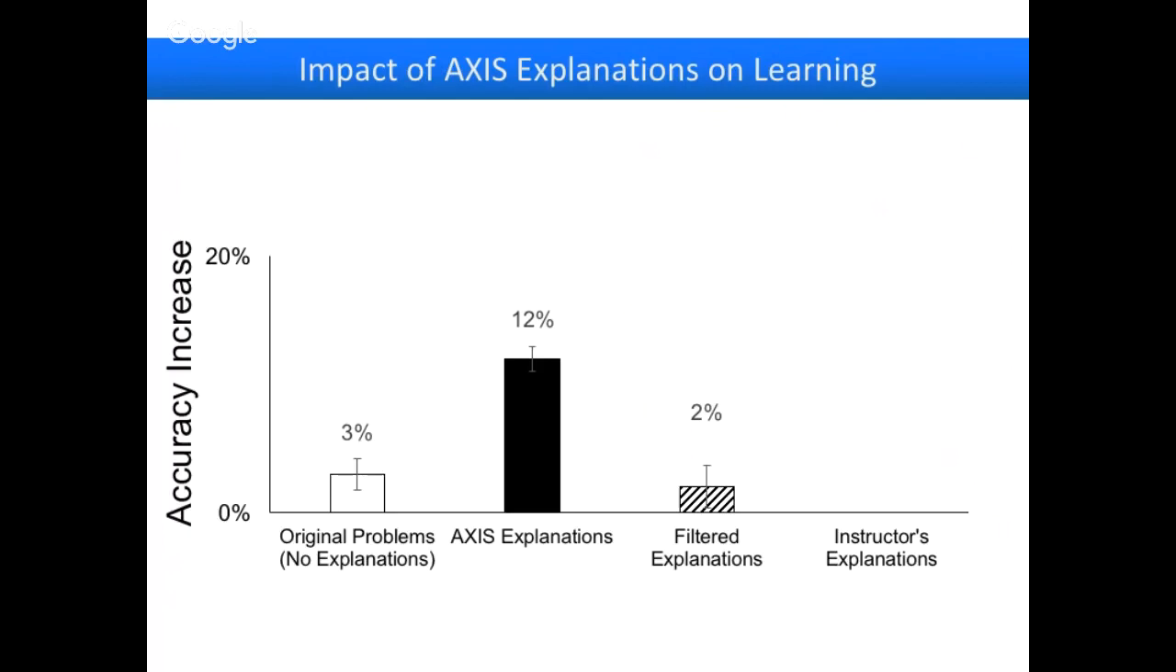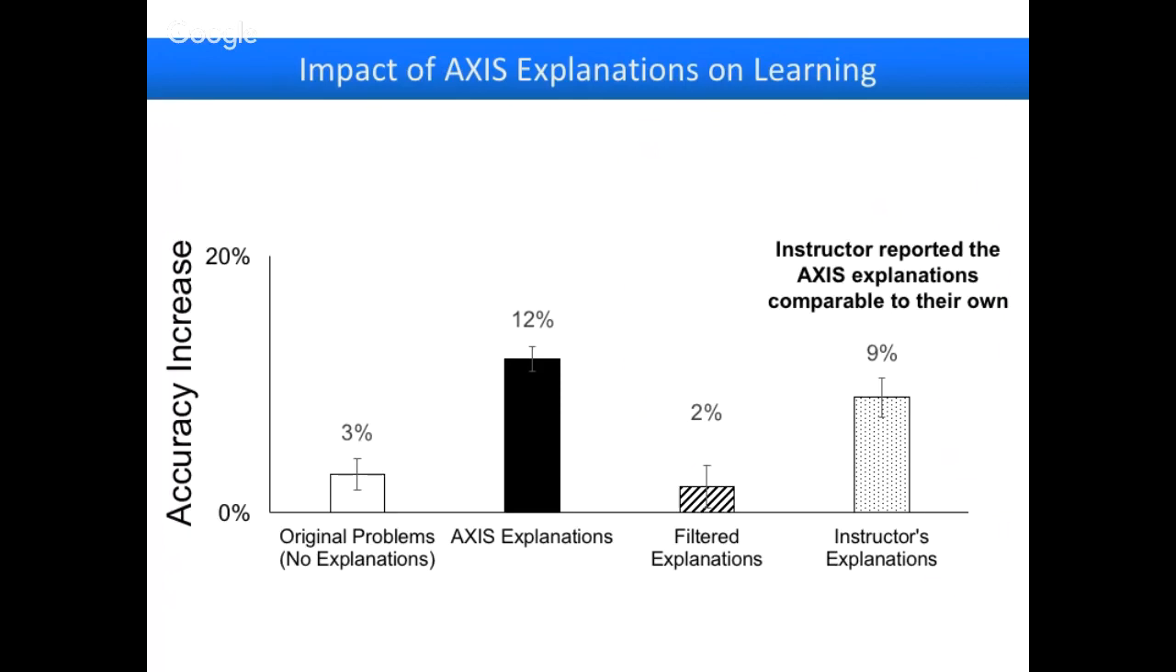Here's the gold standard, the instructor's explanations. So for you to use this system, how good would the explanations have to be compared to explanations from a real instructor? Is it half as good? 75% as good? Actually, there isn't a significant difference between these. So when we do a t-test comparing these, we find that there's no evidence that Axis explanations are any different in how much they help learning from a real instructor's. And the instructor even admitted that they thought the Axis explanations were comparable to their own.